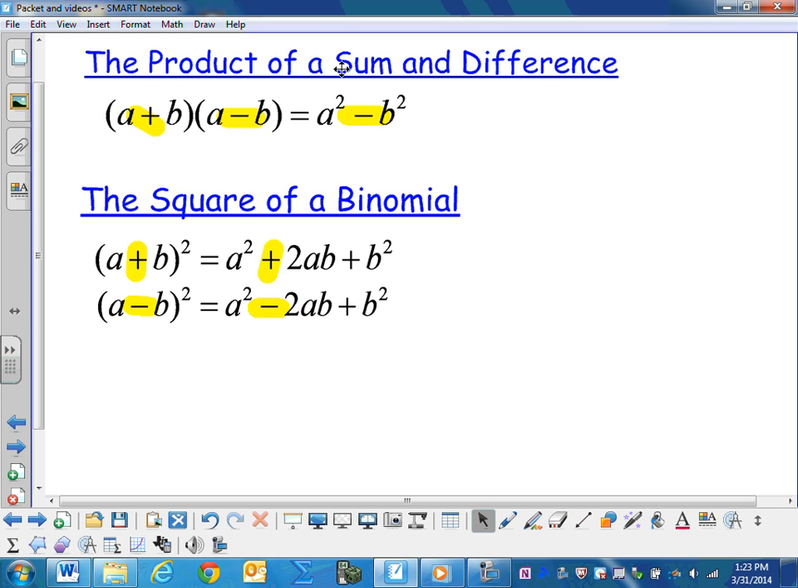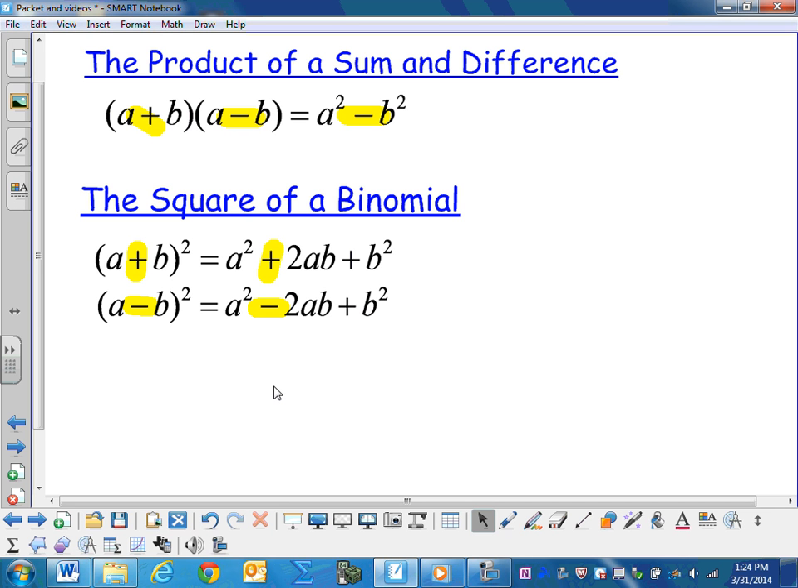So the first one, the product of the sum and the difference, is when you're multiplying the same binomial, with the only difference being that one has a plus and one has a minus. And the square of a binomial, you do the same thing whether it's a plus b or a minus b squared. The only difference in these two is going to be the sign right here.